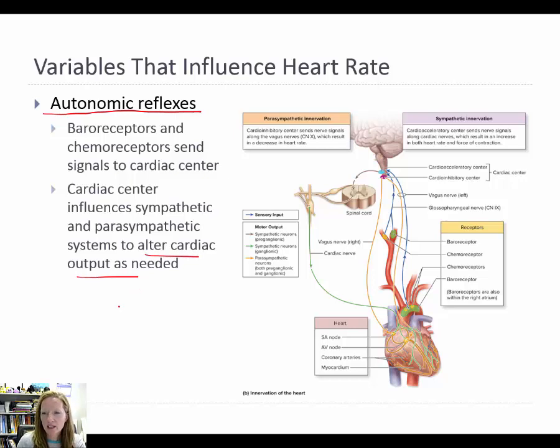So in the next video, what we're going to be taking a look at is the other variable, the other part to this nice little equation, right? And it's going to be stroke volume.